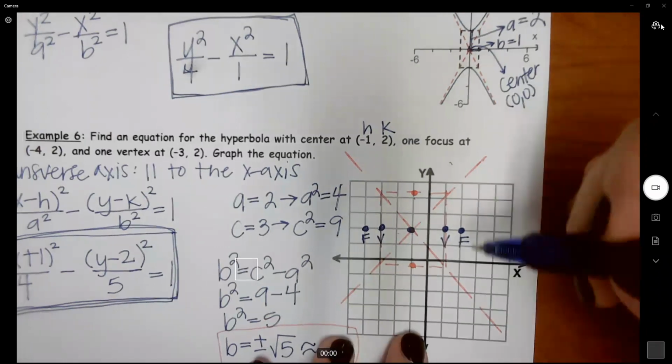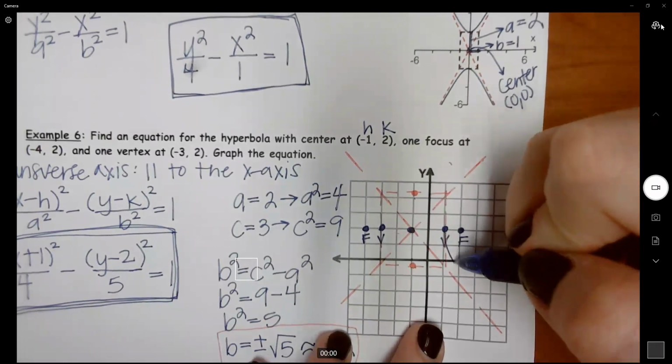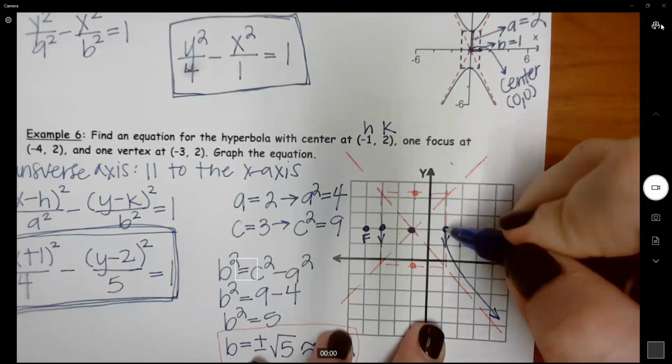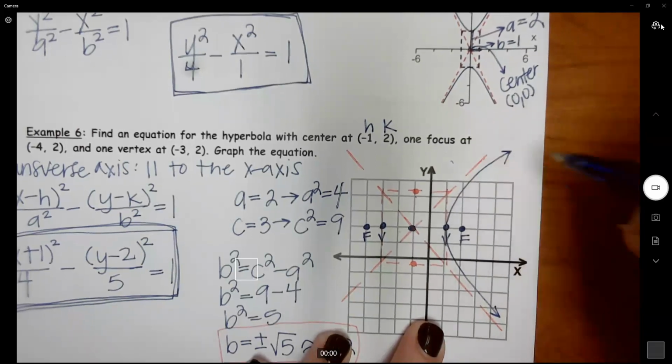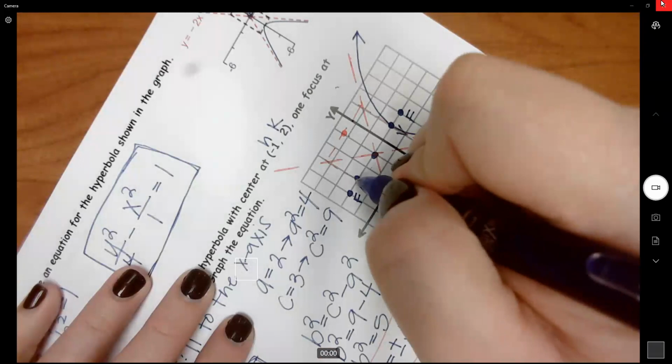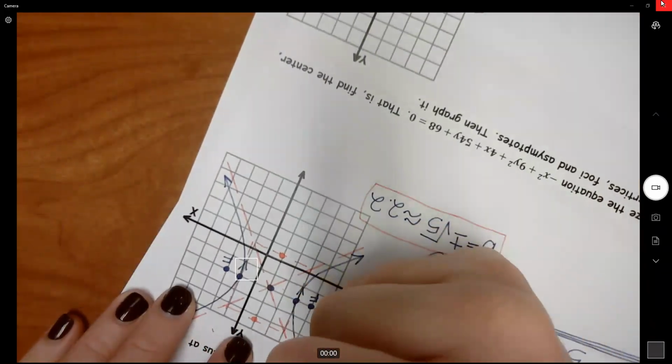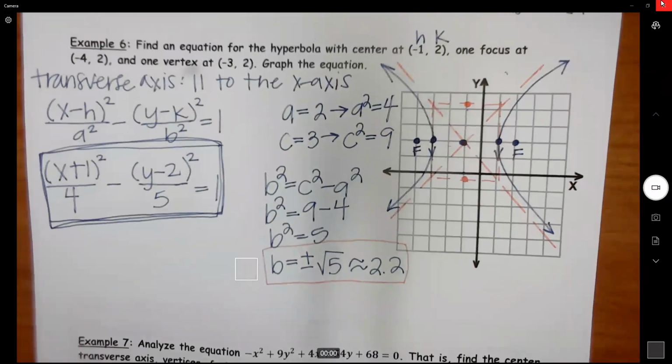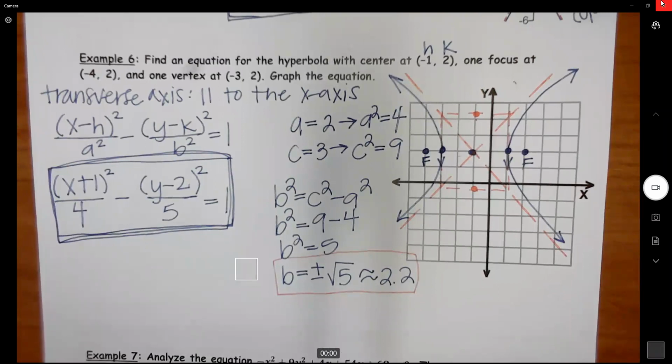And so then we will go from the vertex and then start hugging that asymptote. Vertex, hug the asymptote. So there is my hyperbola with a center at (-1, 2), one focus at (-4, 2), and one vertex at (-3, 2).